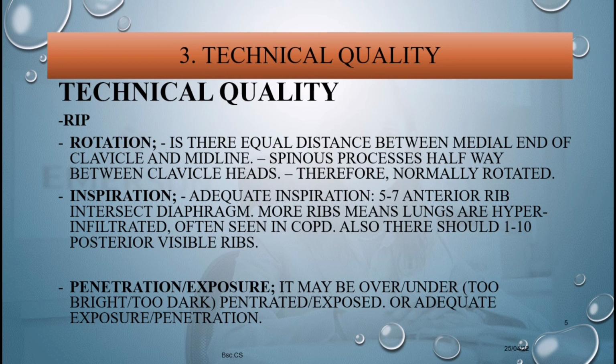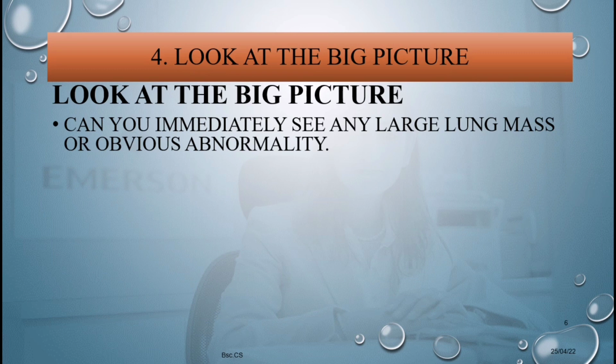Then P is for penetration or exposure. It may be over or under. So it can be over penetration or under penetration, or over exposure or under exposure, or too bright or too dark. That's what it means. If it's normal, we say adequate exposure. When it's too bright, you know that it was over penetrated. When it's too dark, it was under penetrated.